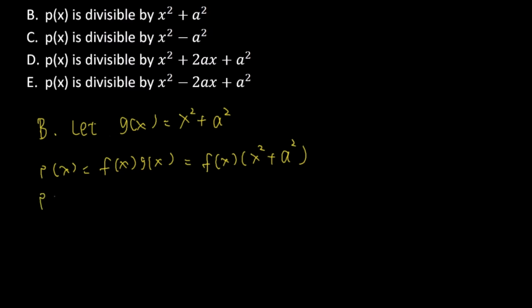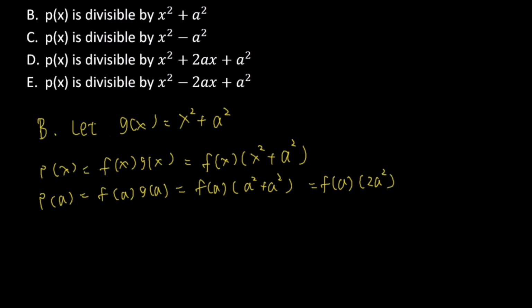So we can plug A into X, so we get P at A. So F at A times G at A is equal to F at A times, X is A now, so it's A squared plus A squared. That gives me F at A times 2A squared, because A squared plus A squared is 2A squared. So I have P at A equals 2A squared times F at A. In this question, we don't know whether A is equal to 0 or not. It did not say that A is equal to 0, so we cannot just assume that A is equal to 0. So we cannot say that P at A is equal to 0 for sure.